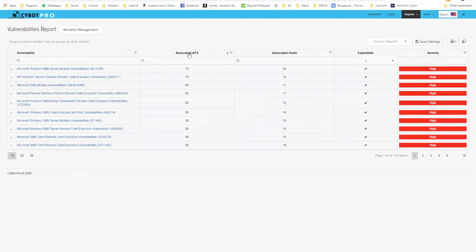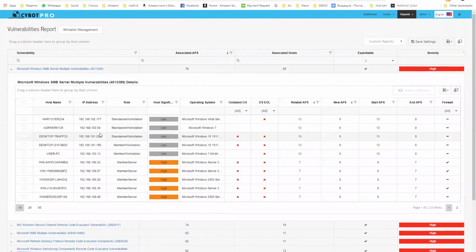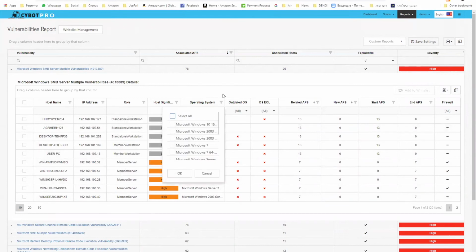What is important in this report is with how many attack paths a specific vulnerability is associated. This one is part of 78 attack paths. We can press on the arrow beside the name and see on which hosts it could be found, and I can remediate one by one on which servers I think is most important. Also, you can filter the report by host significance, by operating systems, not a problem.